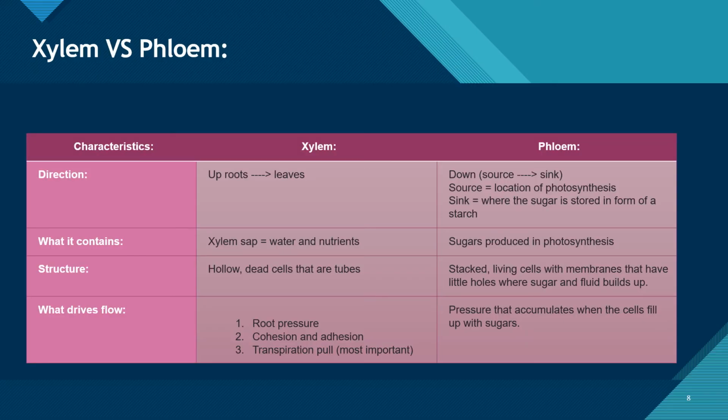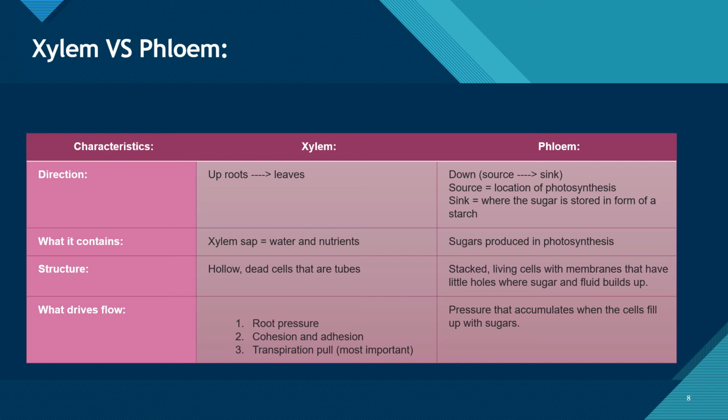Okay, so I know I probably just threw a ton of information at you that probably doesn't make a ton of sense about how xylem and phloem transport things, but all you really need to know for grade 11 biology is this chart right here. I'll break it down for you quickly. The direction of xylem is essentially up from the roots through to the leaves, the transport of water and minerals. What it contains is xylem sap, which is the water and the nutrients.